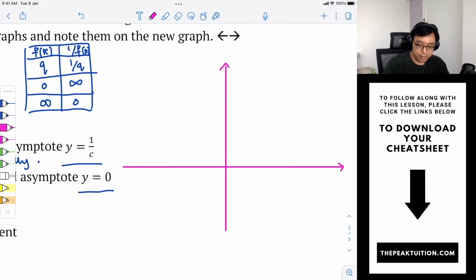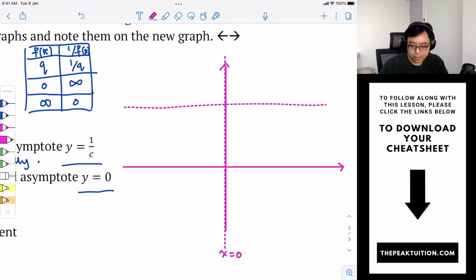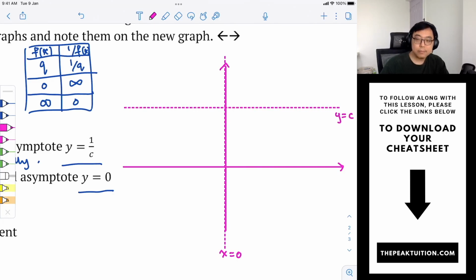So suppose we have an asymptote at x equals 0, and at y equals c. And the graph looks like this maybe.